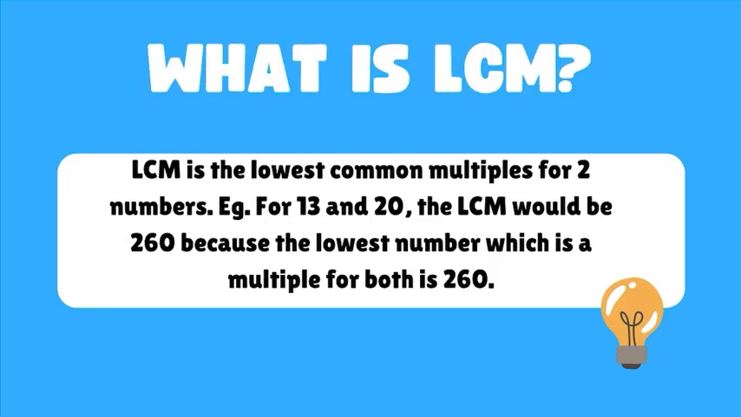So first, what is LCM? We have already done this in the previous episodes, but we are doing a recap. LCM is the lowest common multiple for two numbers. So if we have two numbers, LCM will be the lowest multiple that is common between both of them. So for example, for 13 and 20, the LCM would be 260 because the lowest number which is a multiple for both of these numbers is 260.